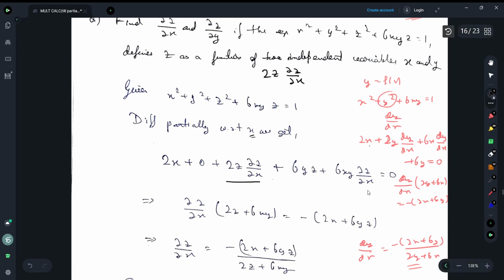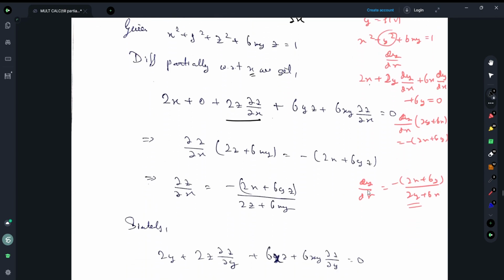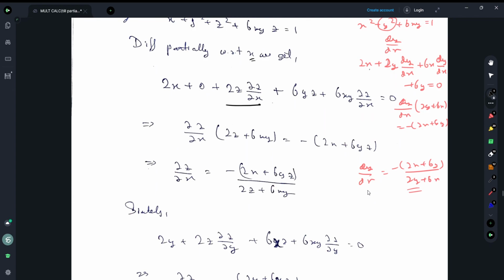Okay. So 2z times del z over del x plus 6yz, product rule, right? Taking yz and 6 outside and differentiating x. Differentiation of x is 1, and then we take xy outside, and because y is constant, y will be outside in both these cases, right? So differentiation of z is del z over del x, right? This equals 0. We take del z over del x common, we get 2z plus 6xy equals minus 2x plus 6yz, and we get del z over del x equals minus 2x plus 6yz over 2z plus 6xy. Is it clear?